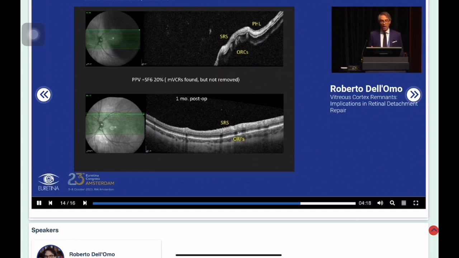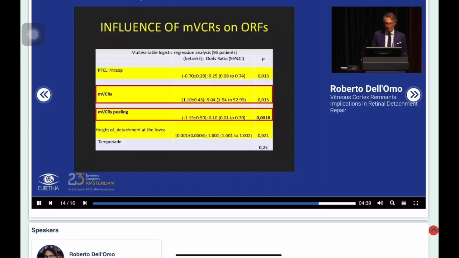In this case, we have both the sawtooth aspect of the inner retina, we have a pre-retinal hyperreflective layer, and we have outer retinal corrugation. In this patient, we found macular VCR, but we didn't remove them. And after operation, we see the outer retinal folds and this corrugation of the inner retina.